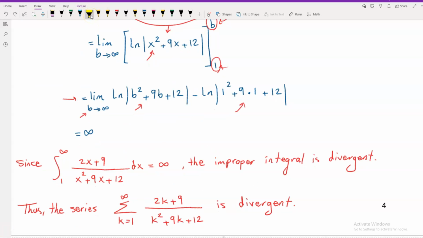Since the integral of (2x plus 9) divided by (x squared plus 9x plus 12) dx, from 1 to infinity, is equal to infinity, the improper integral is divergent. What that means is that the series, the sum of (2k plus 9) divided by (k squared plus 9k plus 12), k from 1 to infinity, is divergent.